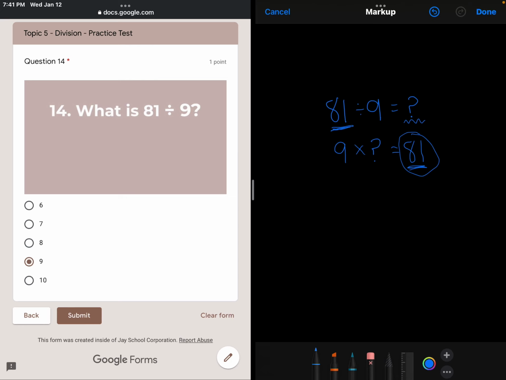Or just plug it in. Does 9 times 6 equal 81? No. That equals 54. 9 times 7 equals 63. 9 times 8 equals 72, 9 times 9, 81, 9 times 10, 90. Okay, so just plug them in. If there's options, you can plug them in.